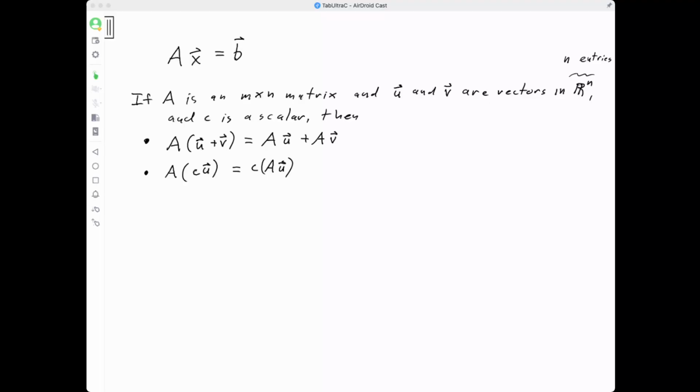So we can distribute the matrix into a vector addition, and we can pull the constant or the scalar outside of the multiplication.